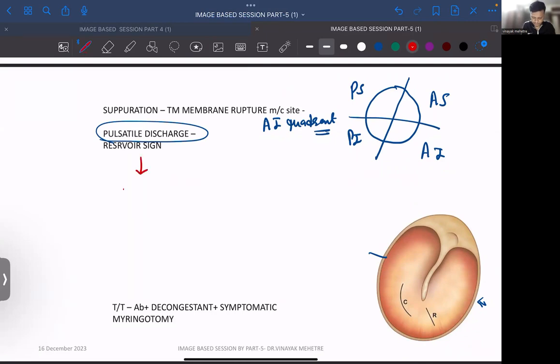और लास्ट चीज कौन सी होती है? Resolution. Okay, resolution. The complete ASOM features will go out and patient will have resolution. Normal life again in the middle ear.